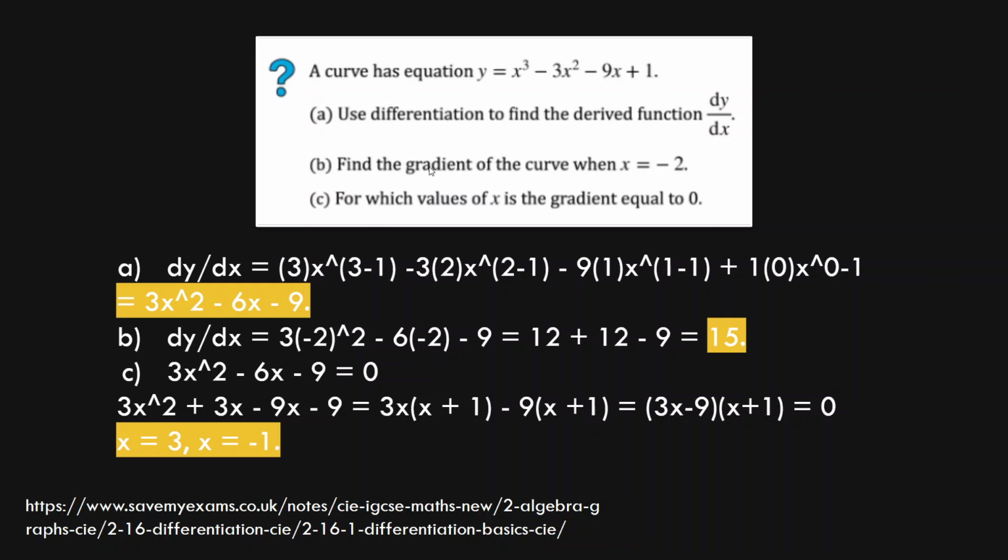Okay, for which values of x is the gradient equal to 0? We just equate the gradient function to 0. We can use the grouping method, which we learned from the past videos that I've made, and we can factorize it into 3x minus 9 times x plus 1 is equal to 0, and then we use the zero product property. We get x is equal to 3 and x is equal to minus 1.